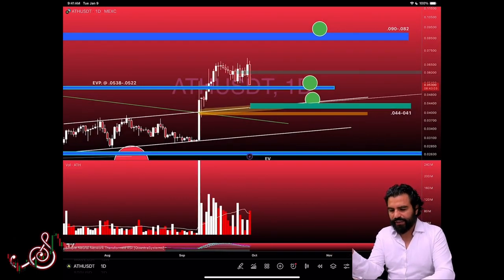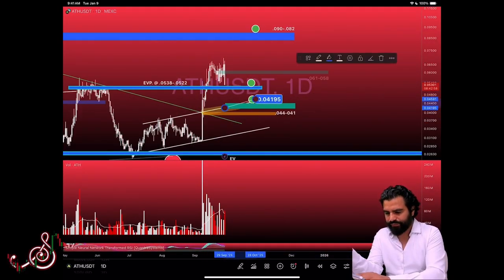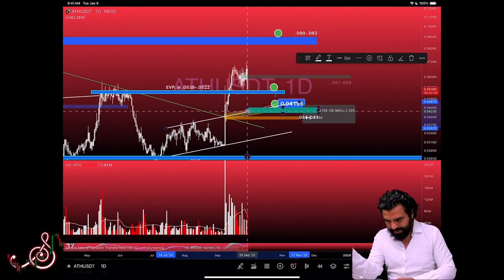All right, so two reasons why I think we're going to be coming down a little bit further to this price that I gave you guys last time. It's the same price. I'll update it just a hair.